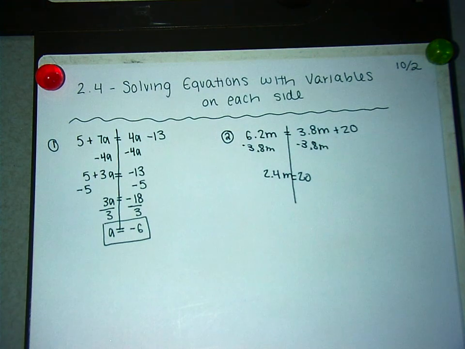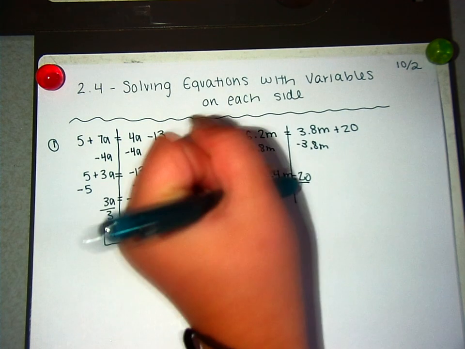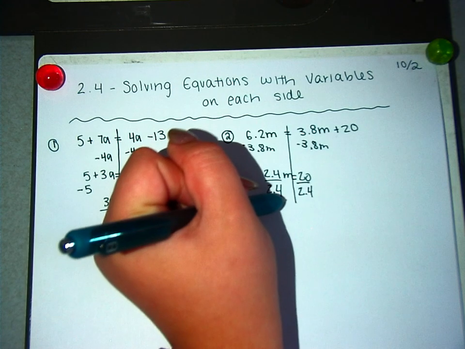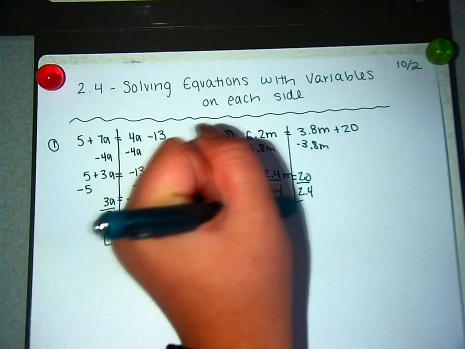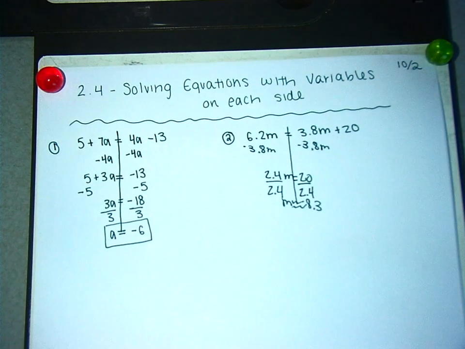Then you divide 2.4 on both sides, and that's about 8.3. And remember, if the 3 repeats, what do you put over that 3? A line.